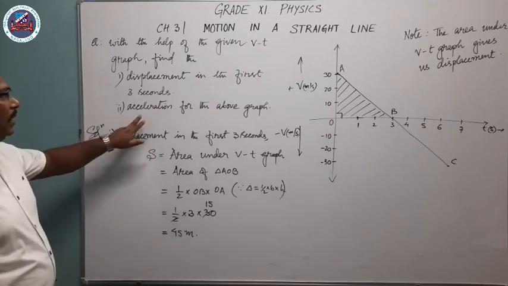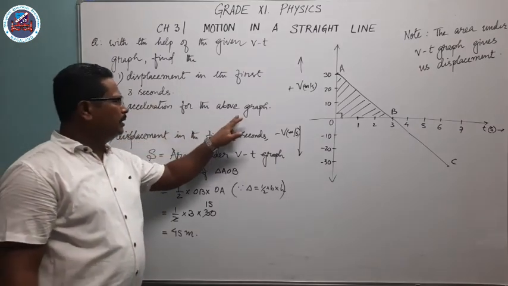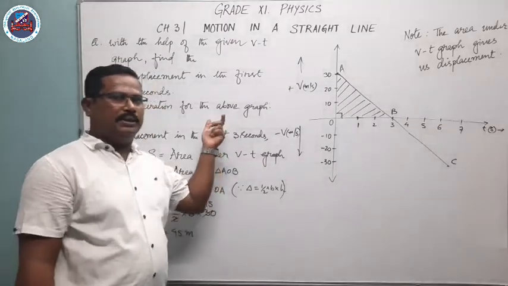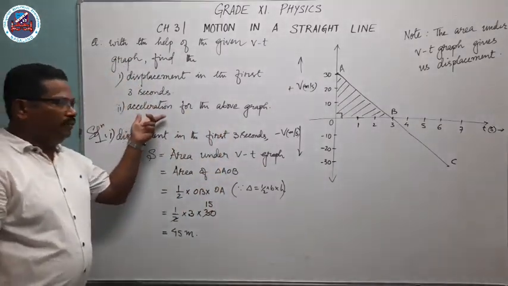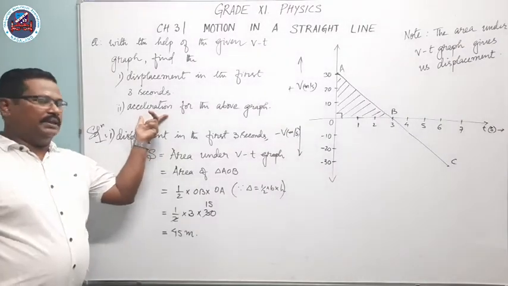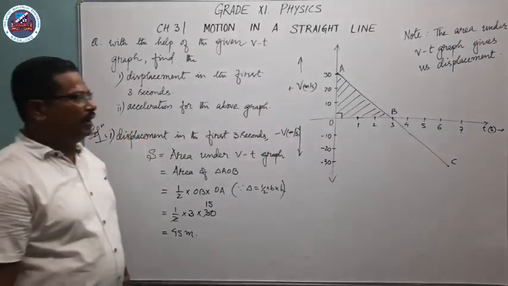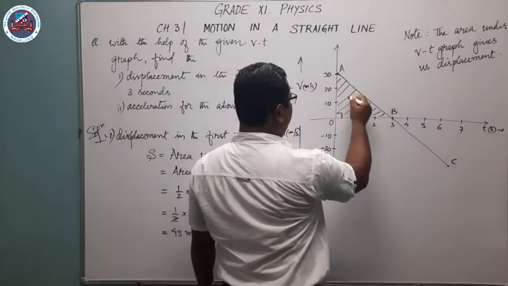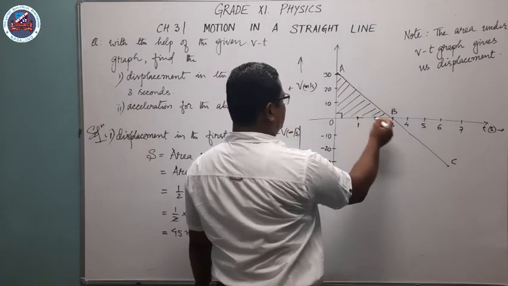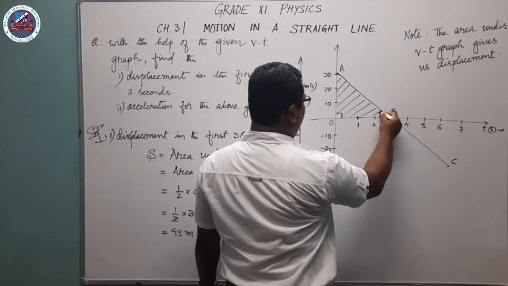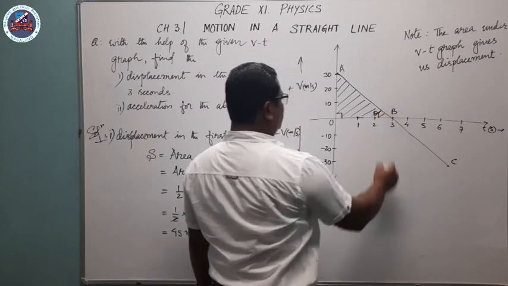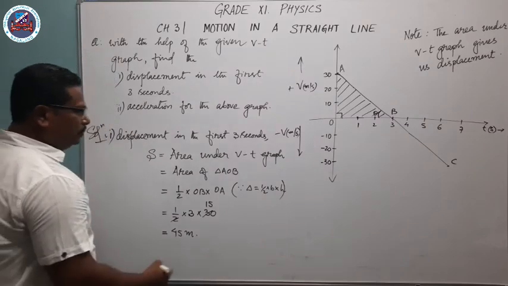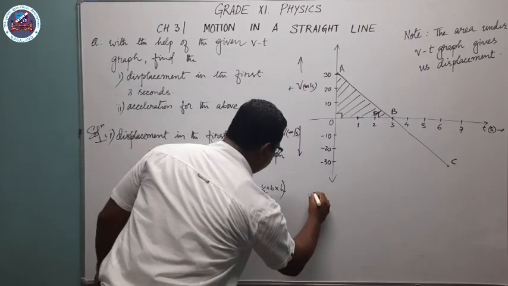Now for the second one, the acceleration for the above graph. We have already discussed that the slope of the velocity time graph will give us acceleration. Now how to find the slope here? You don't have to select any 2 points to make a right triangle. Here you can see a right triangle already exists. The slope of the line you can find here, theta will give you the slope. So I'm doing the second one here.